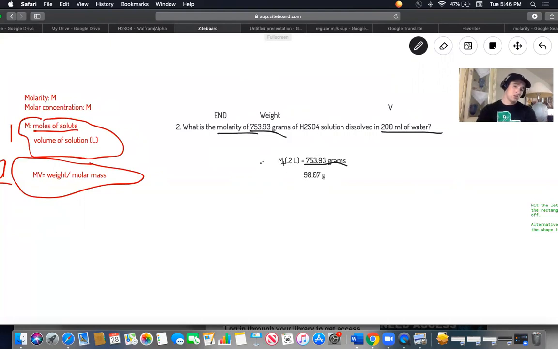753.93 divided by 98.07 gives me 7.68. I take that 7.68 and divide it by 0.2, and that gives me big M by itself. So my answer is going to be 38.44 molar. That's my concentration, 38.44 molar. That's a very high molarity, a very, very high concentration.